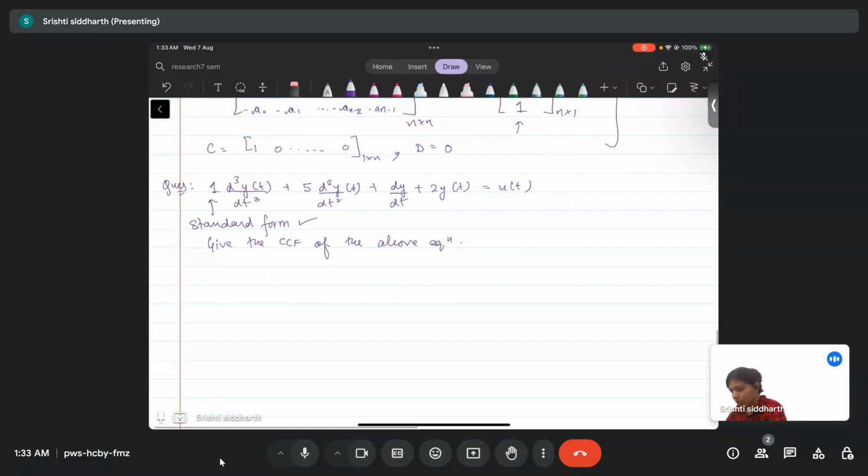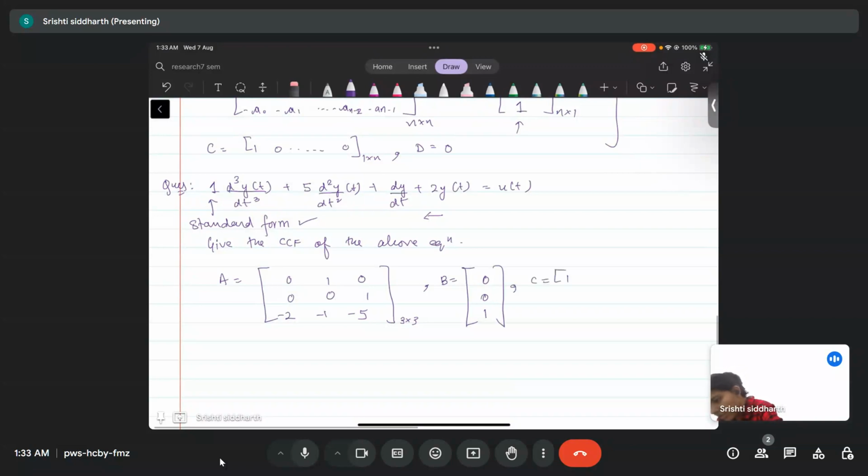So we have just seen how to do this. So A is going to be a 3 by 3 square matrix, and it's going to be like 0, 0 and 1. And then we start from here. So it's going to be -2, -1 and -5. B for CCF is going to be 0, 0, 1. C is going to be 1, 0, 0, and D is going to be 0.